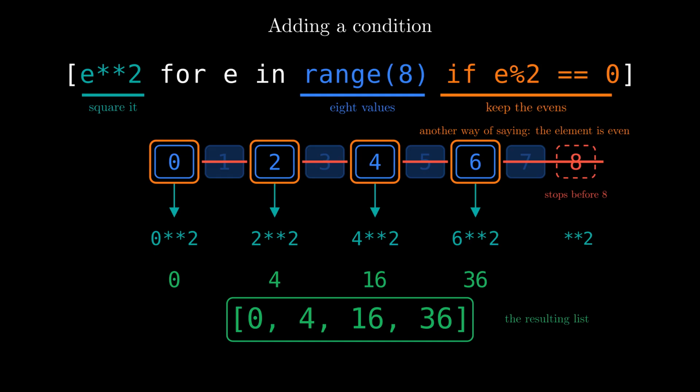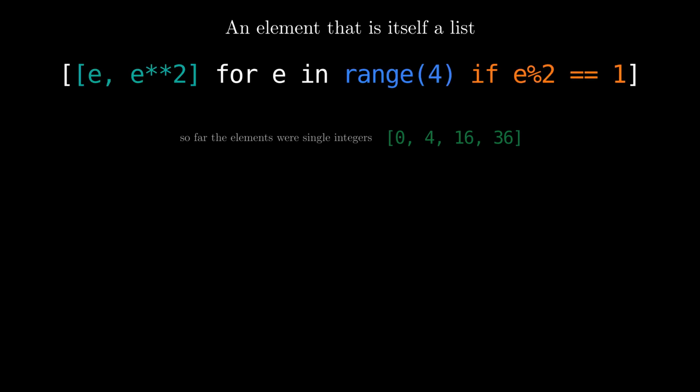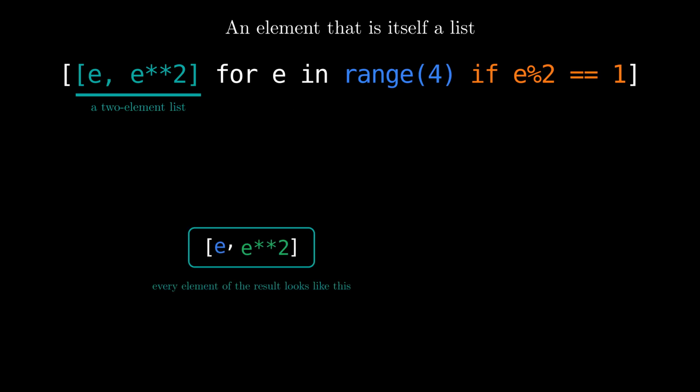Notice the order of operations. The range produces values, the condition throws some of them away, and only then does the expression run. So far, every element of the resulting list has been a single integer. We can do more. As long as you can write a little expression for the thing you want to calculate and add to the list, it can go in the comprehension, and that expression is allowed to build a list of its own.